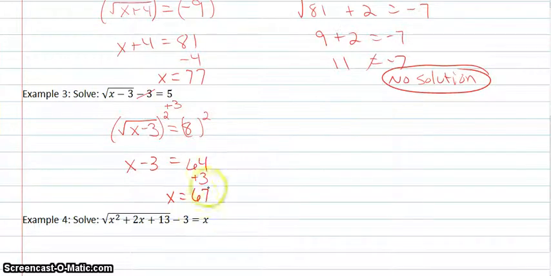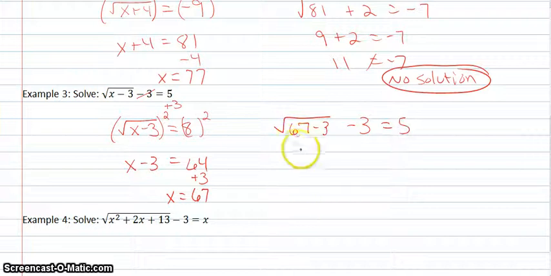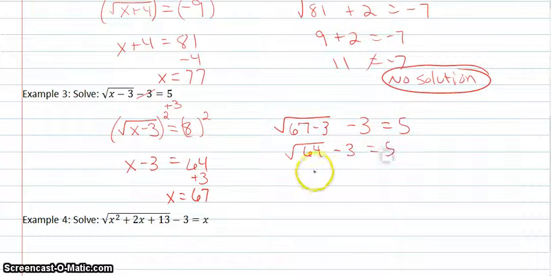Now again, let's go ahead and check ourselves. So I'll have the square root of 67 minus 3, and then a minus 3 on the outside of that equals 5. So I'll have the square root of 64 minus 3 equals 5. I'll have 8 minus 3 equals 5, and 5 does indeed equal 5, so this checks out and it's a good solution.